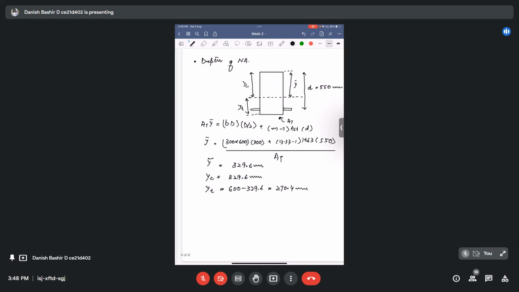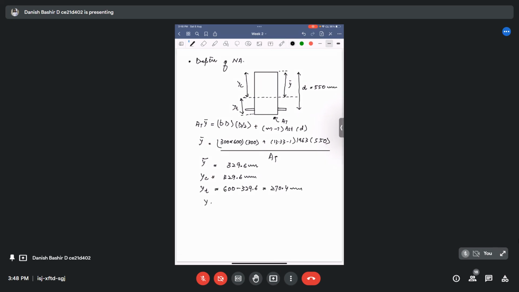And also the distance of the reinforcing steel, ys, from the neutral axis. Ys, this is total up to this effective depth, which is 550. When we subtract this y bar distance from this, we will get this distance. Why? Because we require all these distances.